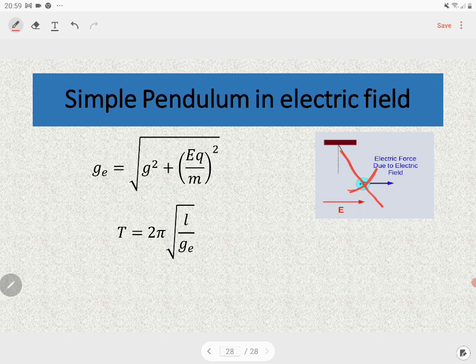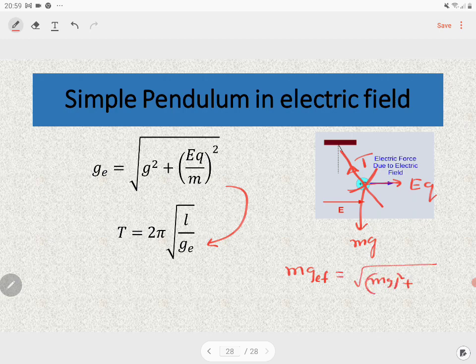G effective will be root over g square plus (EQ by m) whole square, and that g effective value is substituted here. Here also in the equilibrium position, find the tension T. To find the tension T, you require mg and electrostatic force. So mg effective, the tension, is equal to root over (mg) whole square plus (EQ) whole square. Now calculate the g effective value, and you will get it like this.